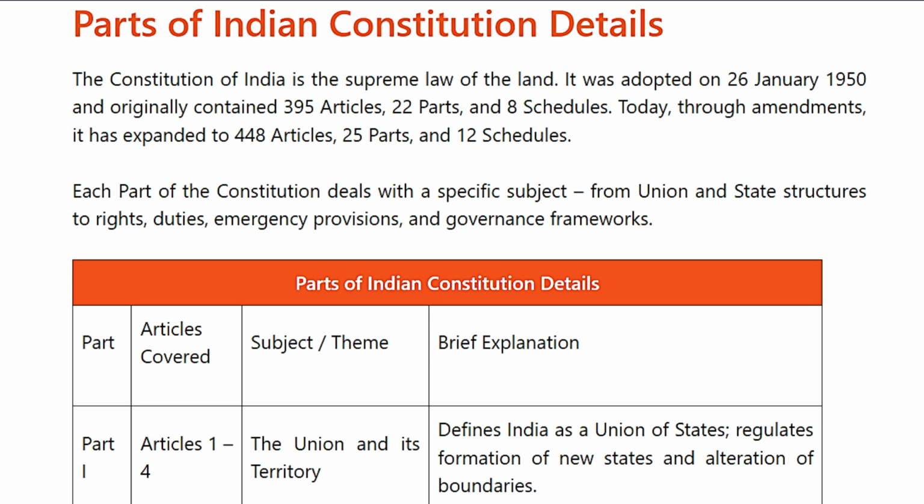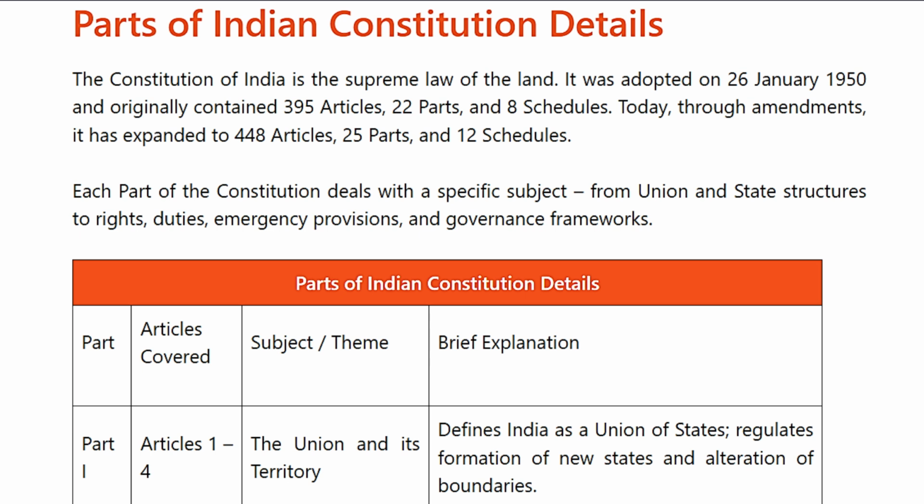The Constitution of India is the supreme law of the land. It was adopted on January 26, 1950 and originally contained 395 articles, 22 parts, and 8 schedules. Today, through amendments, it has expanded to 448 articles, 25 parts, and 12 schedules. Each part of the Constitution deals with a specific subject, from union and state structures to rights, duties, emergency provisions, and governance frameworks.